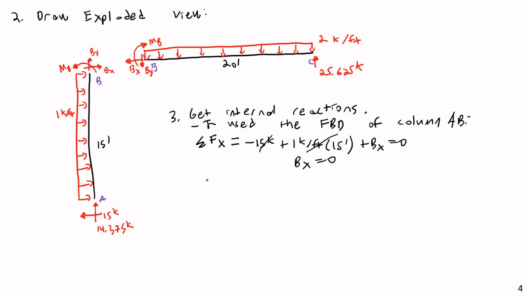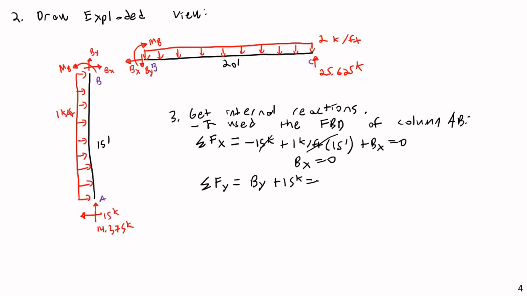Then I can do a sum of forces in the y direction, again on the column. So let's say I have By. Again, for some reason, I just went ahead and assumed everything on this one was positive, but we know we're probably going to get a negative here. So By plus 15 kips is equal to 0, and By then is equal to negative 15 kips.